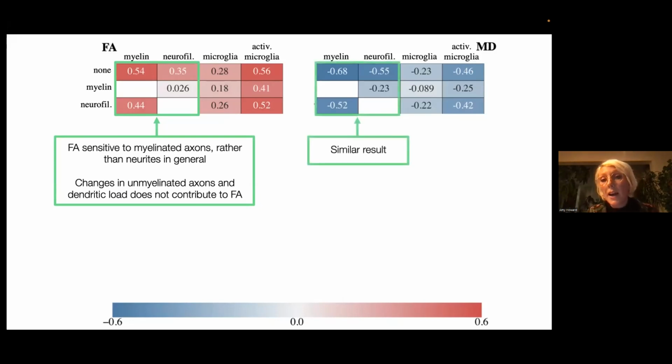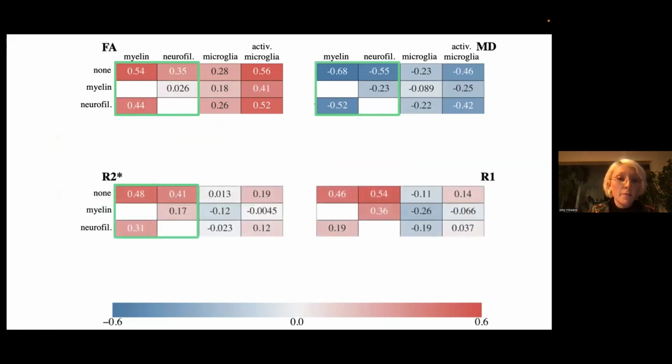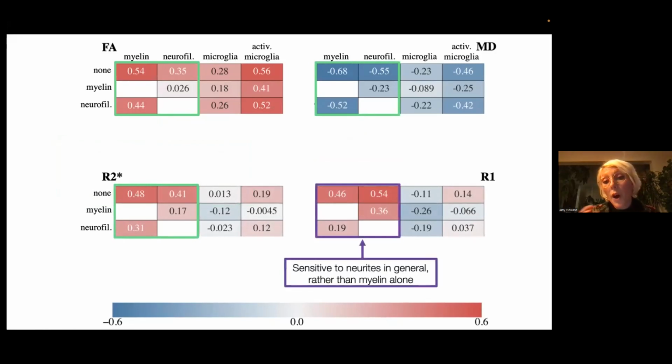Interestingly, when we look at MD, we see a similar effect where the correlation coefficient reduces, though it's not 0. We again see a similar effect on R2 star. And on R1, we actually see the opposite effect, suggesting that R1 is sensitive to neurites in general rather than myelin alone.